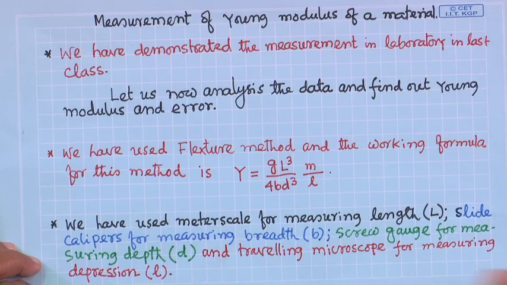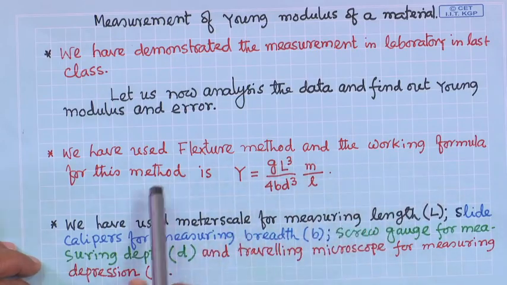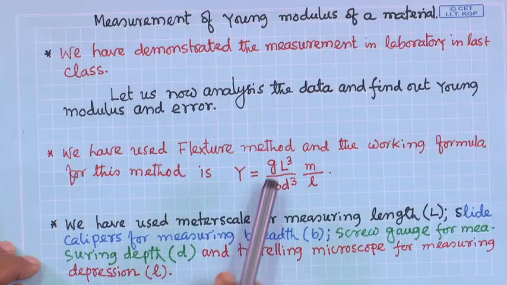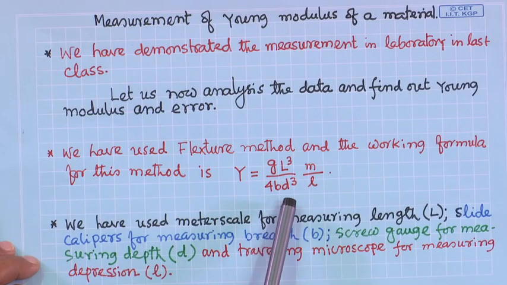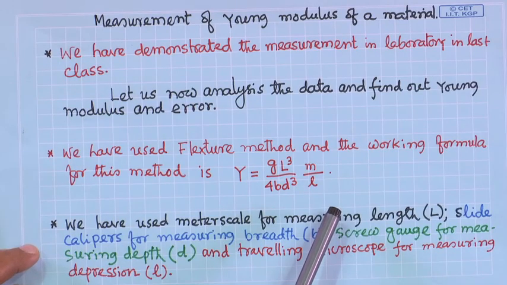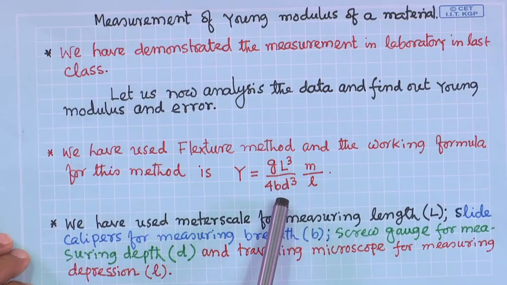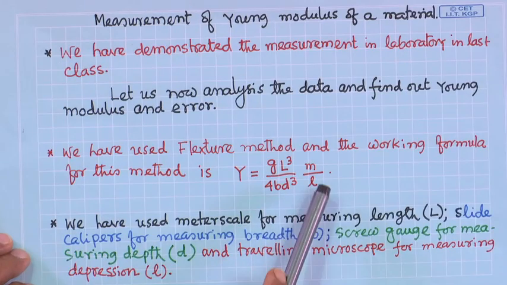We have used the flexion method, and the working formula for this method is y equal to g L cube by 4 b d cube times m by l. L is the effective length of the bar, basically the length between the two knife edges on which we kept the bar, b is the breadth, d is the depth of the bar, and m by l is the main quantity. Experimentally the main part is to find m by l.